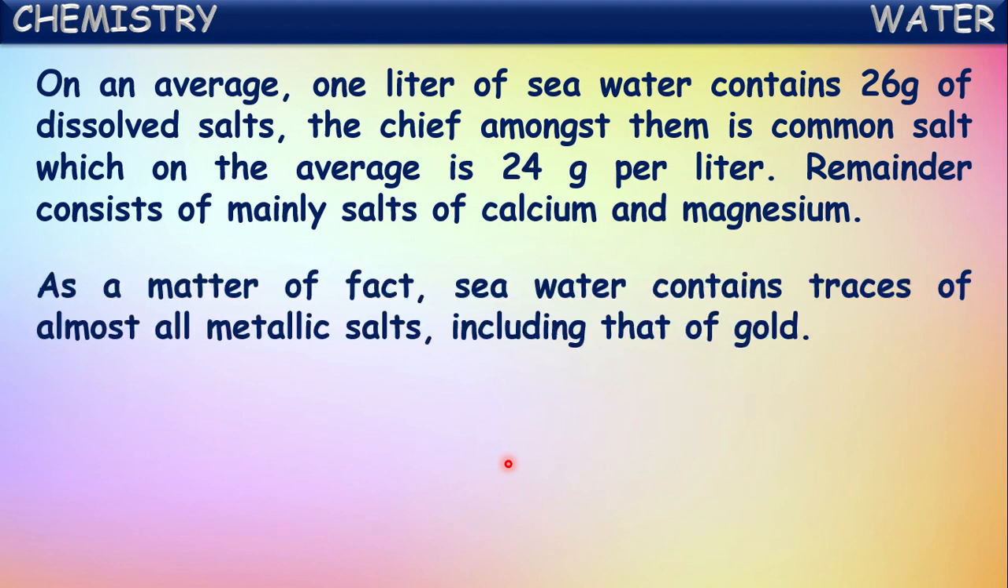So, as a matter of fact, seawater contains traces of almost all metallic salts, not only sodium, calcium and magnesium salts. Almost all metallic salts are present in seawater. This includes that of gold also. So we can say almost all metallic salts are present in the seawater, but in traces. The largest existing salt is sodium chloride.